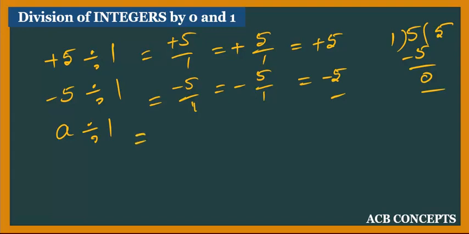Here also a is divided by 1, where a is an integer. Again you will get a. So when an integer is divided by 1, you will get the same integer, whether it is positive or negative.